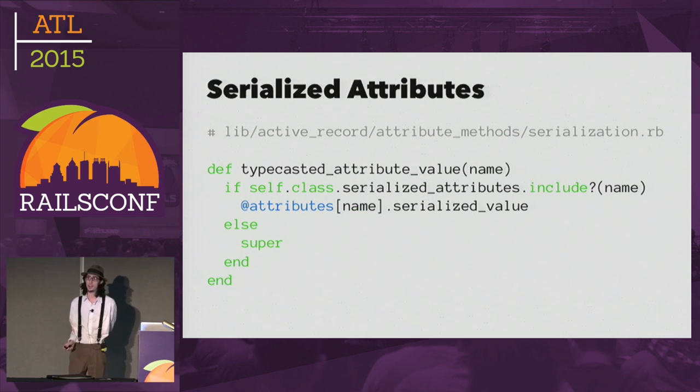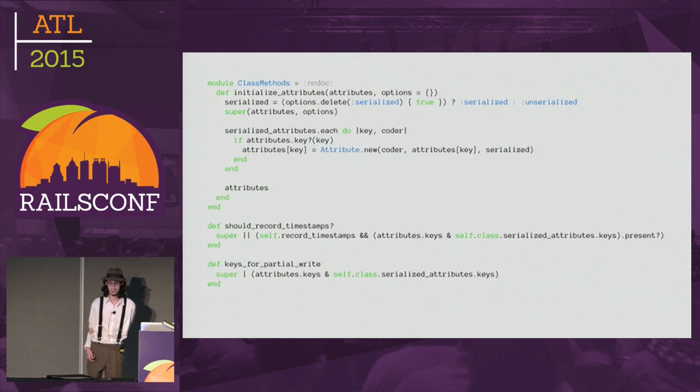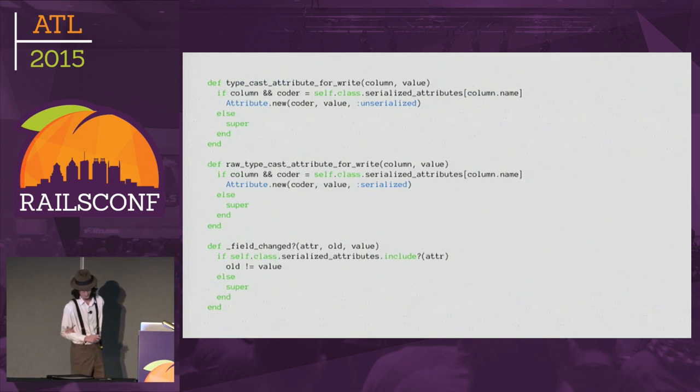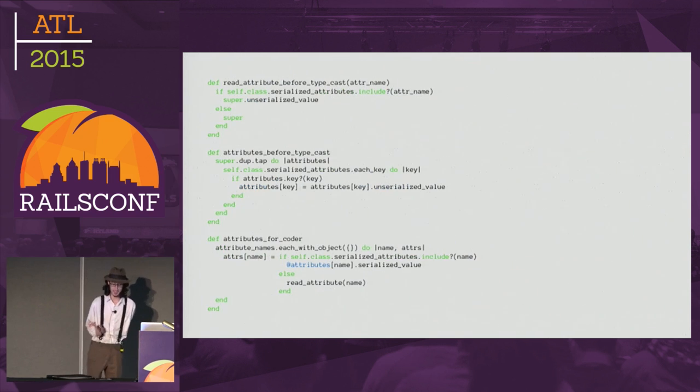Another place that we modify the behavior of the typecasting system is with the serialize macro. So ultimately, we're overriding the method that gets called internally to perform the typecasting instead of overriding the reader and writer explicitly. Unfortunately, this module wasn't this simple when we got started. Here's some more code from the file. And more. And I think you get the picture.